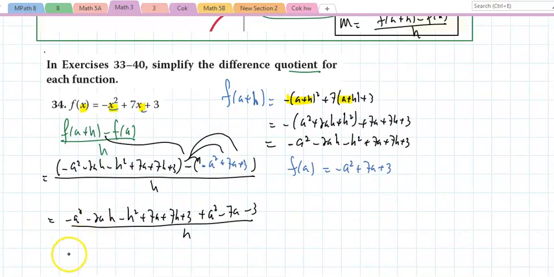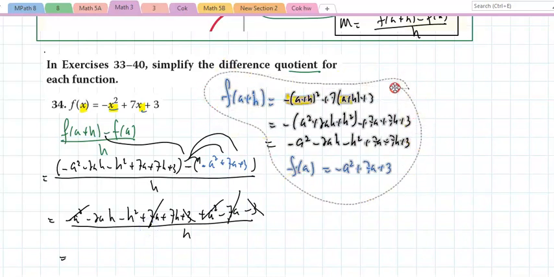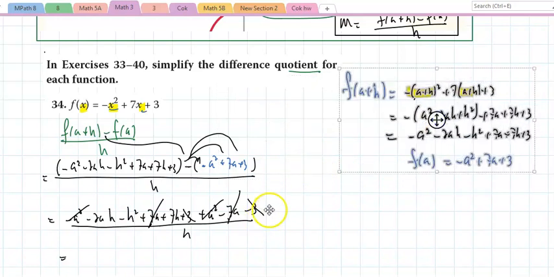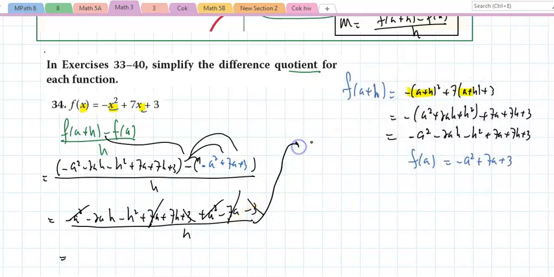That would be, those two cancel out, and those two cancel out, and those two cancel out. And that would equal negative 2ah minus h squared plus 7h over h.